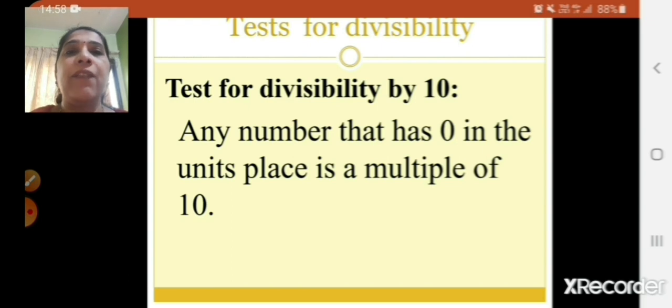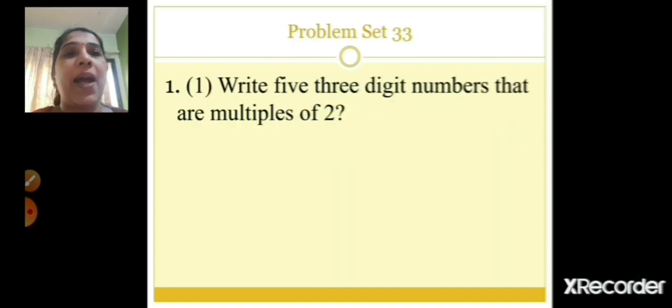So divisibility for 2 means in the units place the number should be 0, 2, 4, 6, 8, right? Then for the divisibility test for 5, in the units place it should be either 0 or 5, and for 10 in the units place it should be 0. So let's go to the next part.